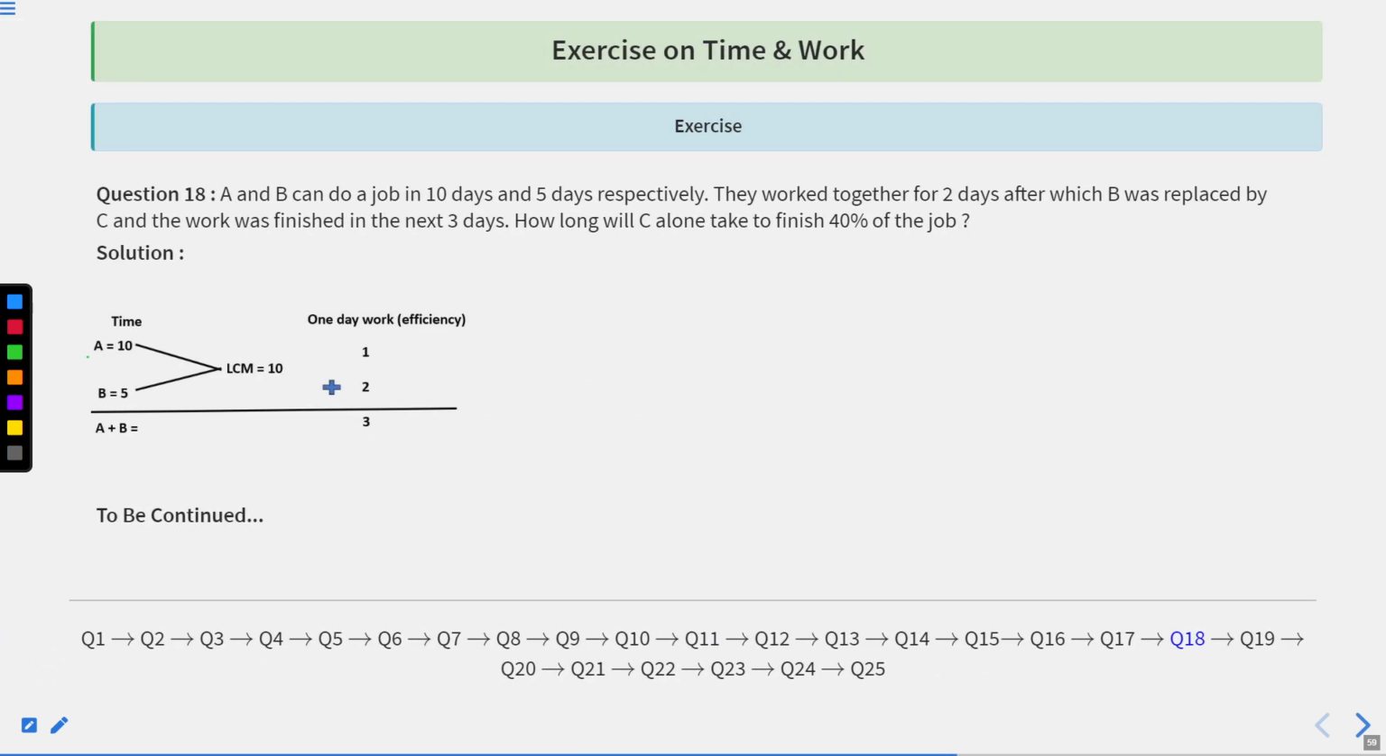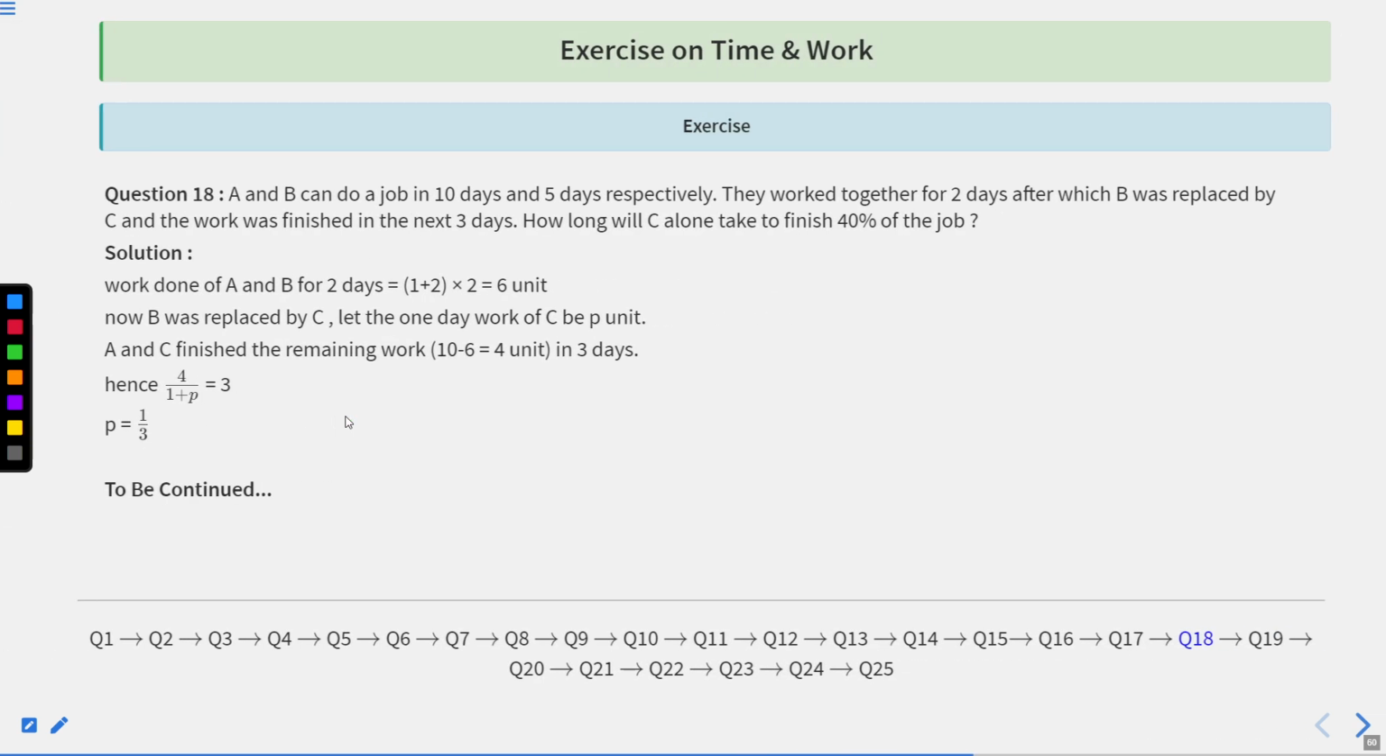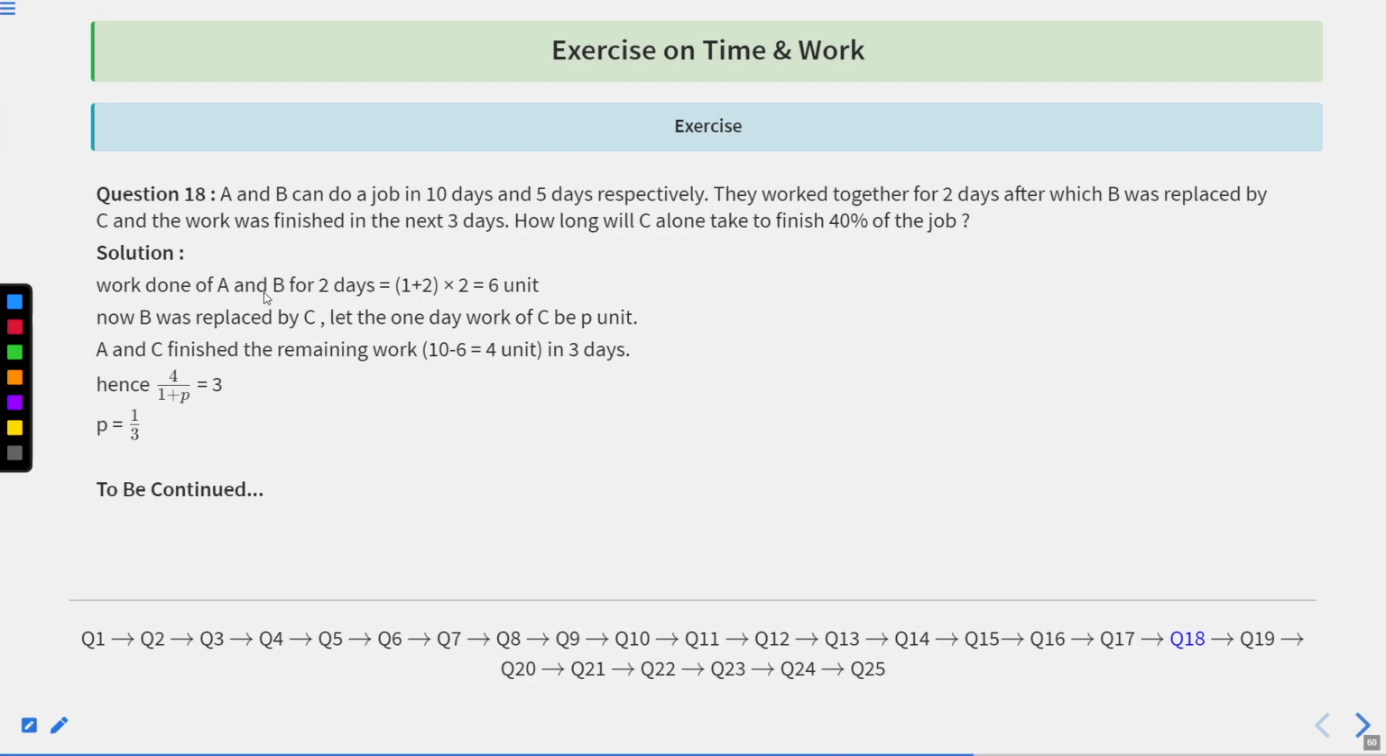So A takes 10 days, B takes 5 days. So the total work is 10, and work done by A in a single day is 1, and work done by B in a single day is 2. So combined, A and B would do 3 units of work. So the work done by A and B in 2 days is (1 plus 2) times 2, that is 6 units. And now B was replaced by C.